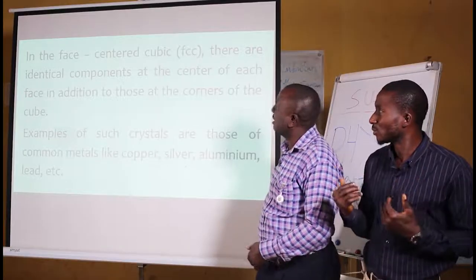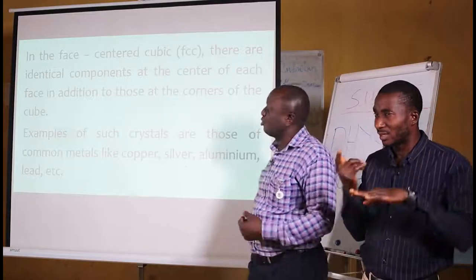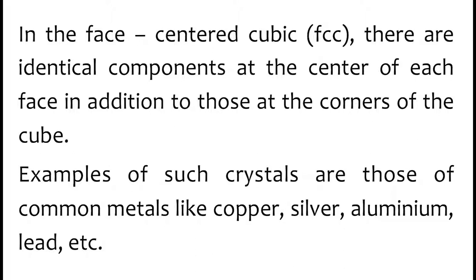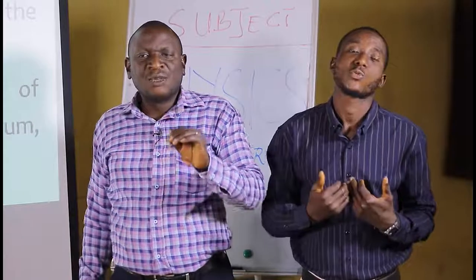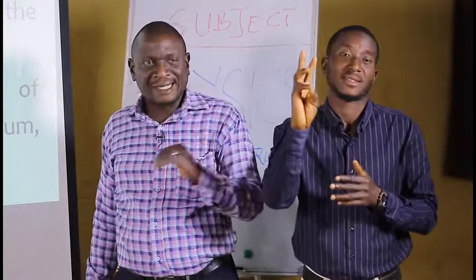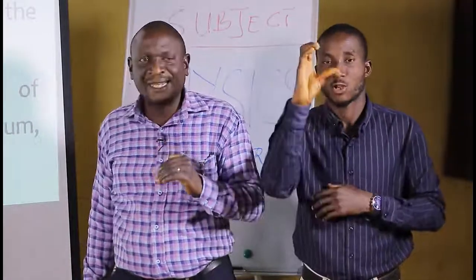Now we look at the face-centered cubic. And we say in the face-centered cubic, FCC, there are identical components at the center of each face in addition to those at the corners of the cube. Now, we said there are 6 faces in a cubic cell.